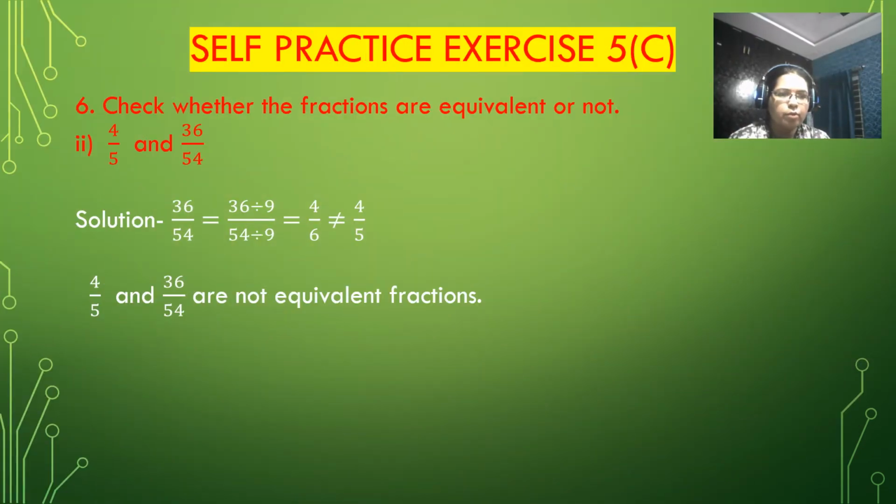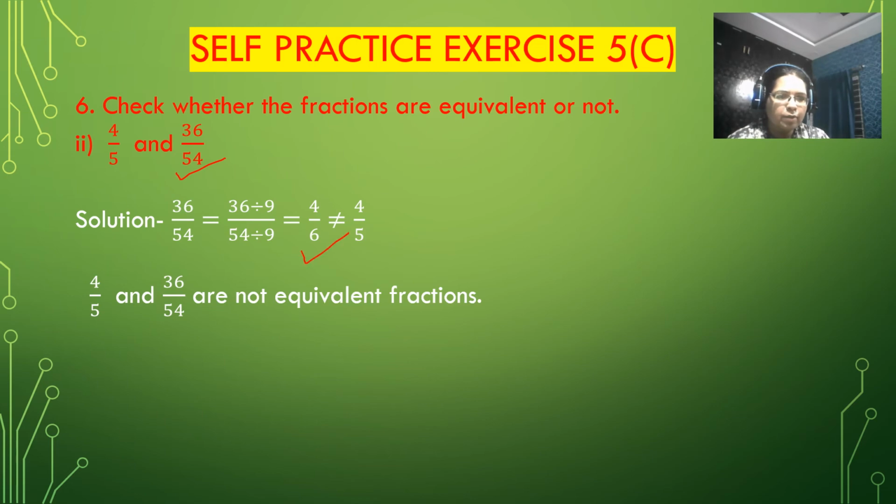Now we solve second bit, 4 divided by 5 and 36 divided by 54. We have to check whether these two fractions are equivalent fractions or not. 36 divided by 54, divide the numerator 36 by 9, we get 4, and denominator 54 divided by 9, we get 6.